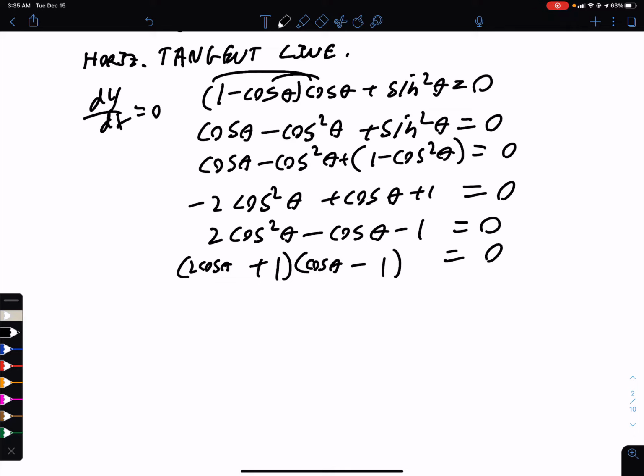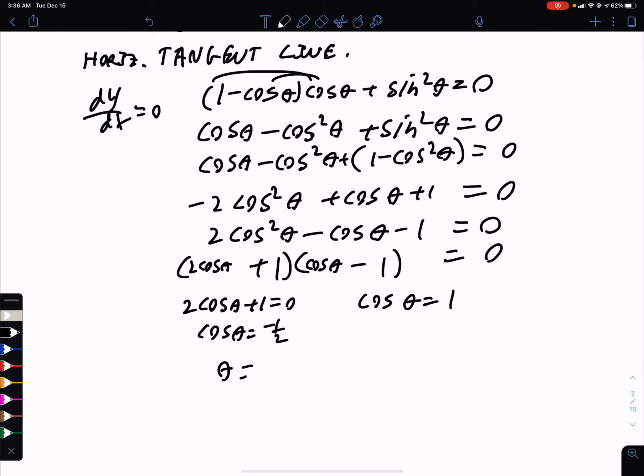I set each of those equal to 0. 2 cos theta plus 1 equals 0. Cos theta equals 1. So I just added that 1 over there. So here we get cos theta equals negative 1/2. Well, what angles have a negative 1/2?